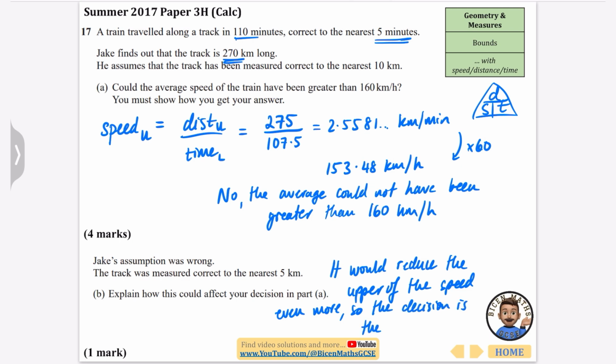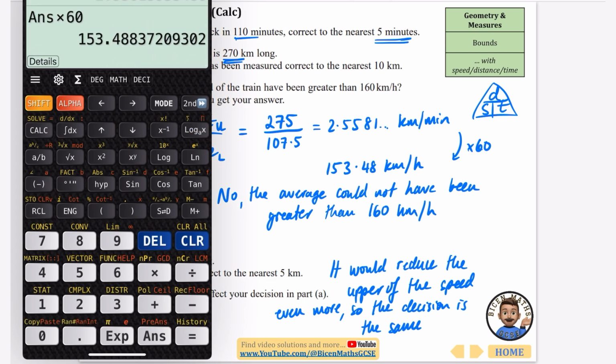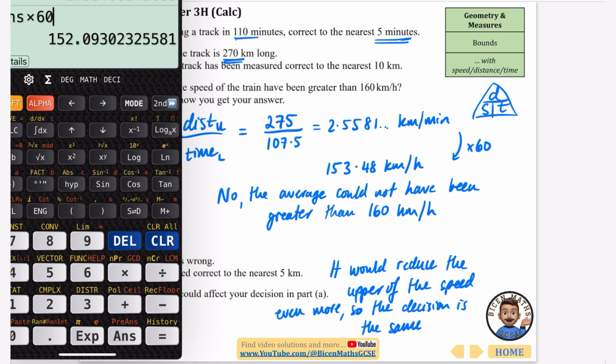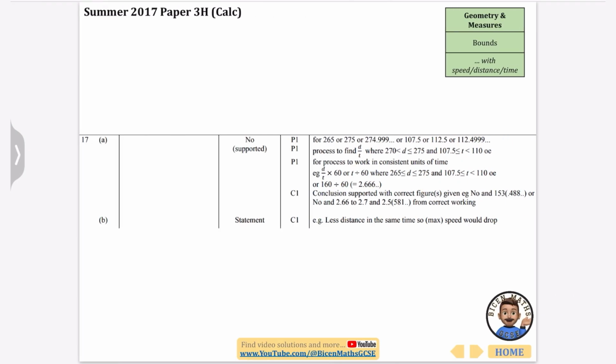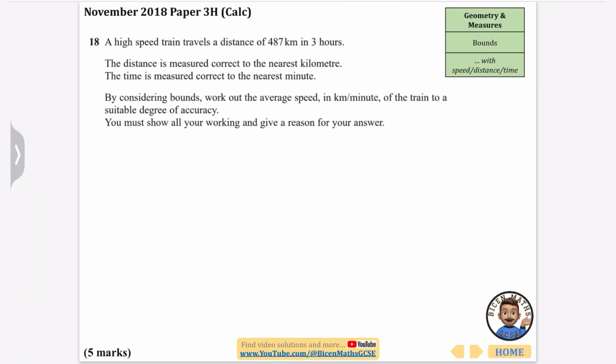And if you wanted to, you could literally just try it on your calculator. You could replace that 275 that we've got with 272.5, and we could still divide it by the 107.5. And you'll see when you times that by 60, it's even lower. It's now gone down to 152. So I'm going to look out for that 153.48 and see if we've come up with the right thing. There's the 153.48, so that's why it was a no. Less distance in the same time, so the maximum speed would drop. That's exactly what we've said.